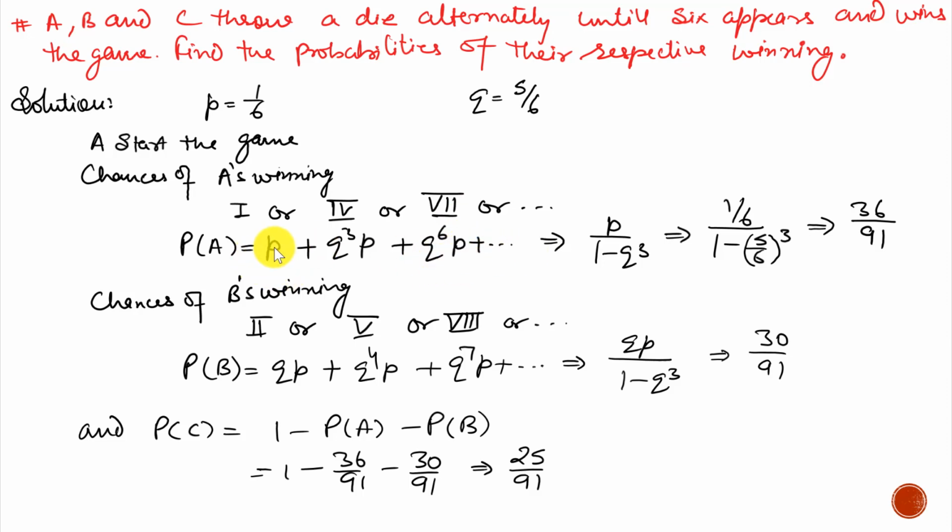It's a GP. The formula for the sum of infinite terms of a GP is A upon 1 minus R. Here A is P and R is Q cube. So it is P divided by 1 minus Q cube, and after simplification we get the answer 36 by 91.